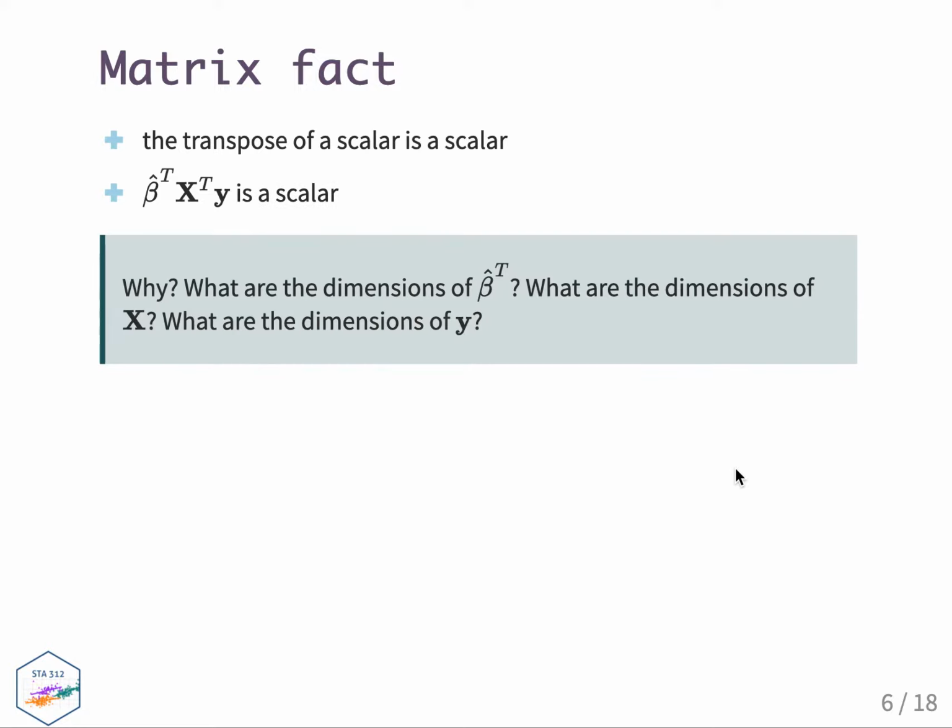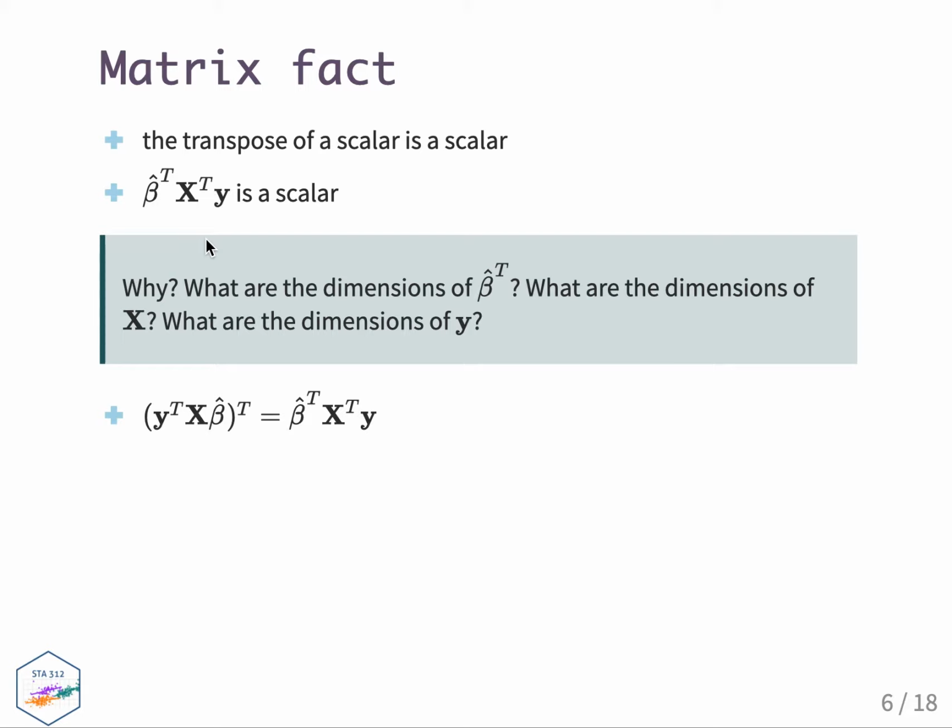Why does this matter? Well, it matters because beta transpose x transpose y is actually a scalar. And why is that? Well, that's because beta transpose here is a vector, so this is going to be 1 by p plus 1. X transpose is p plus 1 by n, and y is going to be n by 1. And if we have those dimensions, when we cancel out all the pieces in the middle, we end up with just 1 by 1. So once we multiply all these pieces together, this is just 1 by 1, or a scalar.